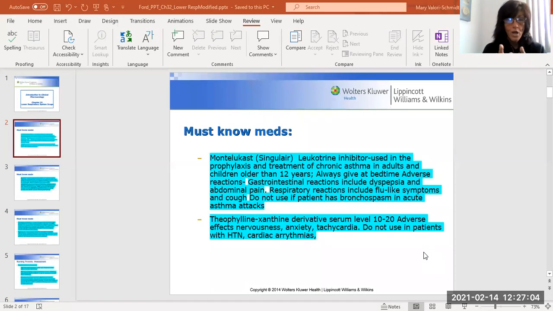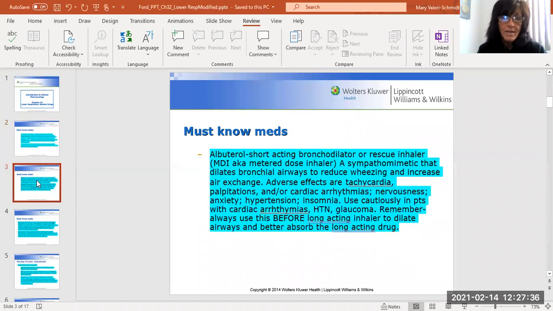So we were talking about theophylline. You do need to know that theophylline is one of those drugs where we have to monitor the amount of drug in the patient's blood, which is a serum drug level, okay? Because the patient can become toxic. So you need to know that the therapeutic level for theophylline is 10 to 20. And like I was saying, adverse effects are kind of the same thing: nervousness, anxiety, tachycardia. This is not the drug of choice if somebody has hypertension or already has cardiac issues like arrhythmias, a rhythm that's kind of crazy with their heart. And that's it for theo.